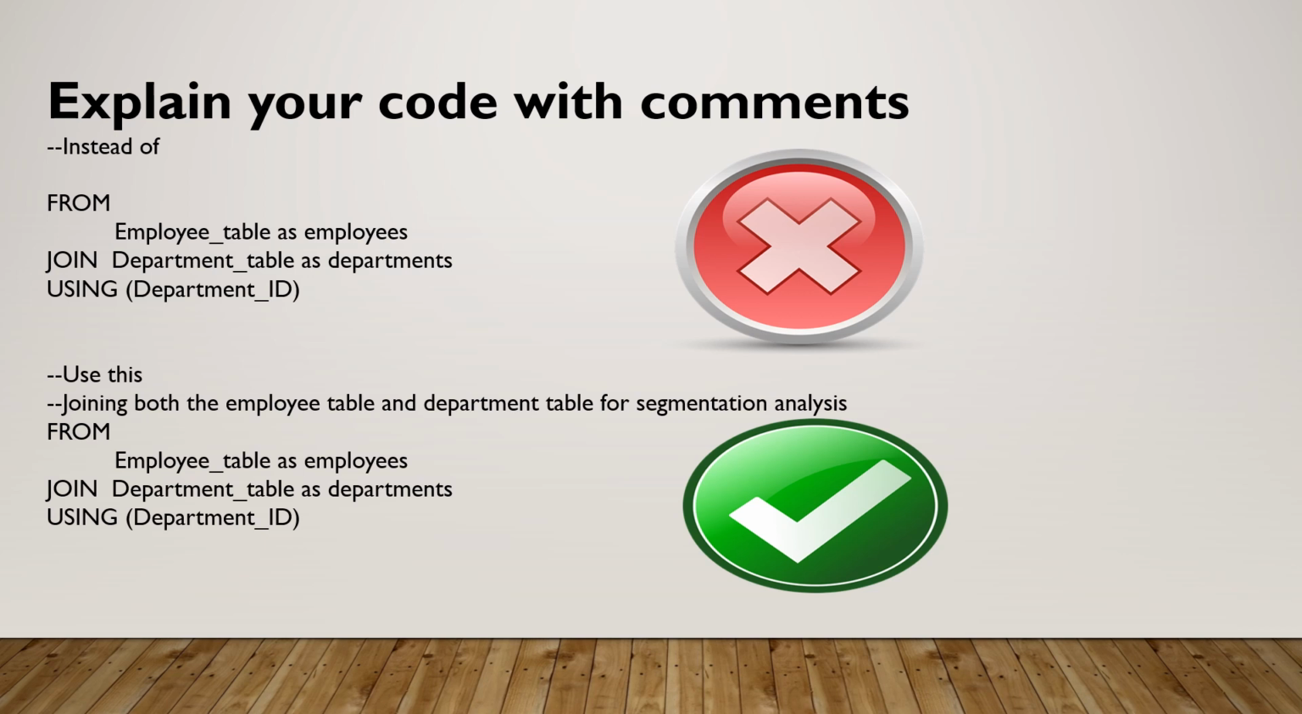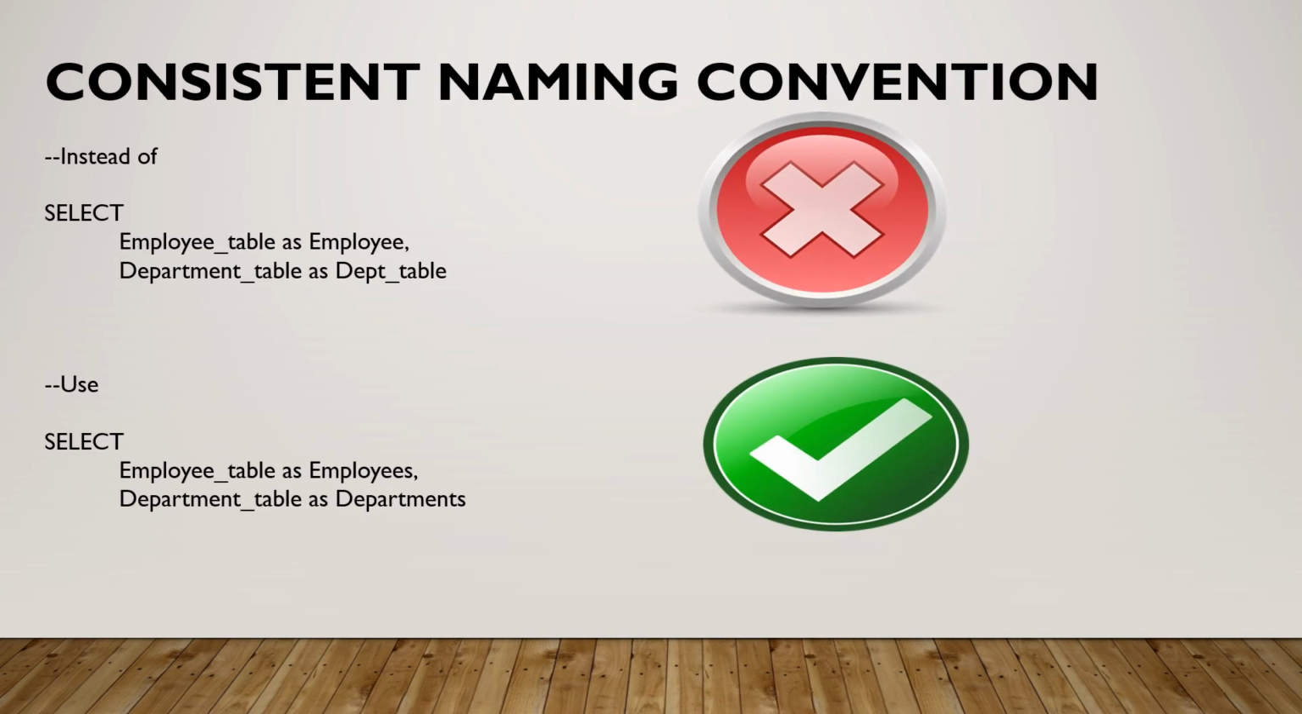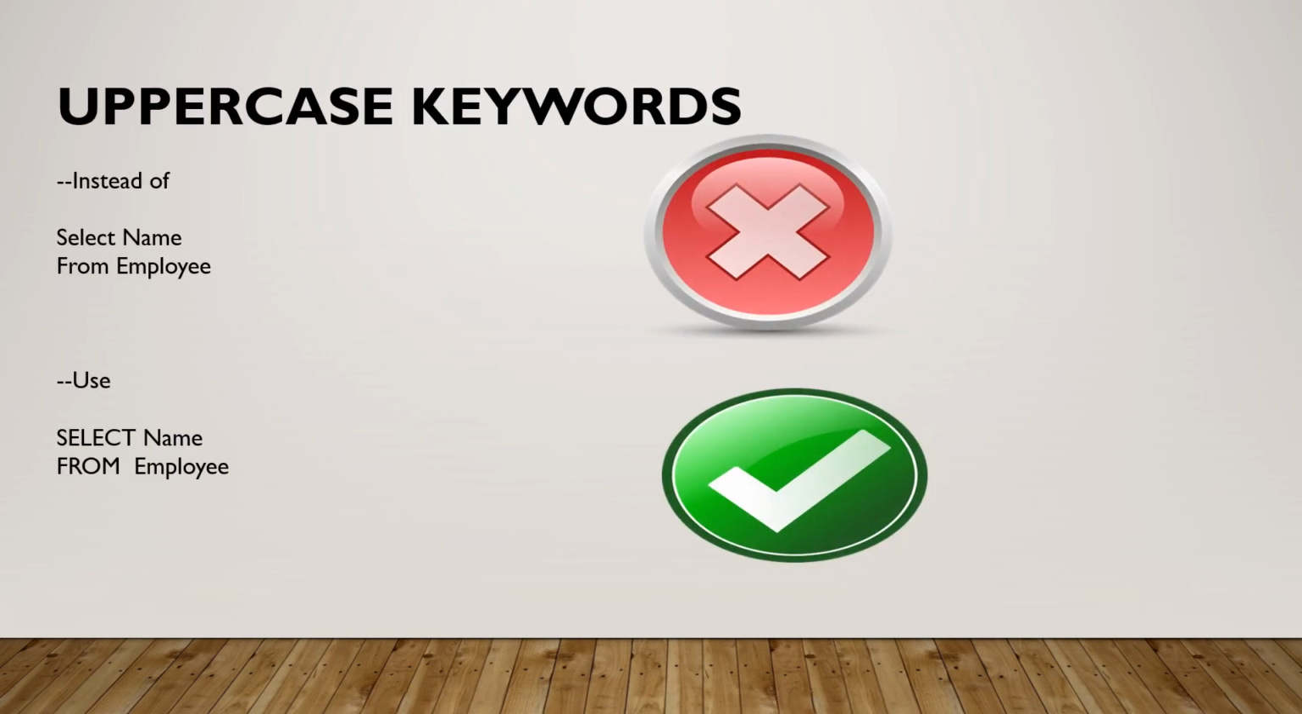So the next one is adopting a consistent naming convention. Here we have to follow a particular convention. If you want to follow camel casing, stick to it, and throughout the code base you need to follow that, instead of what is mentioned here.